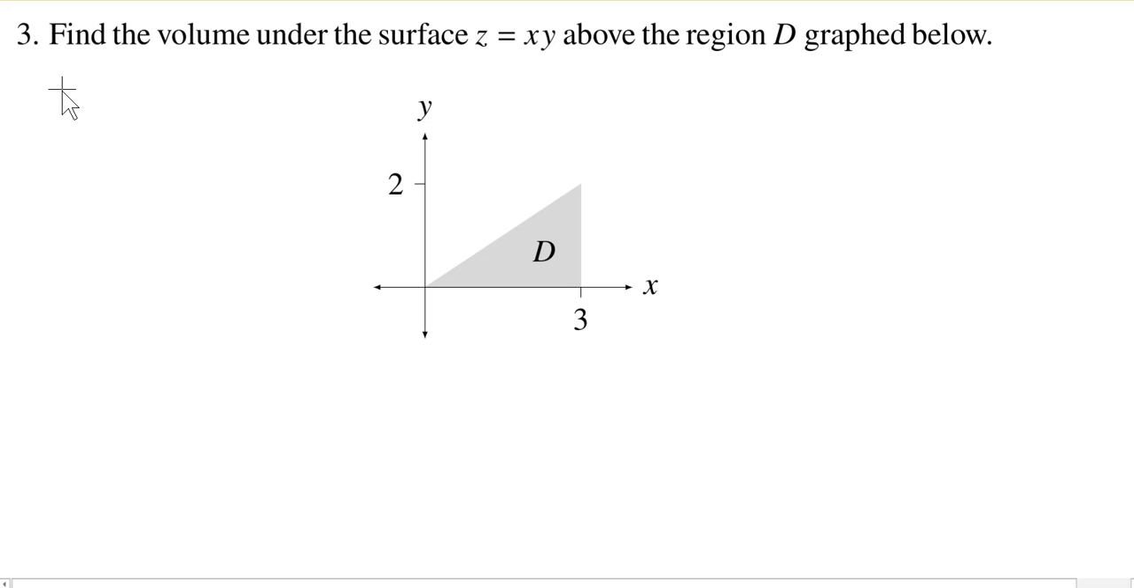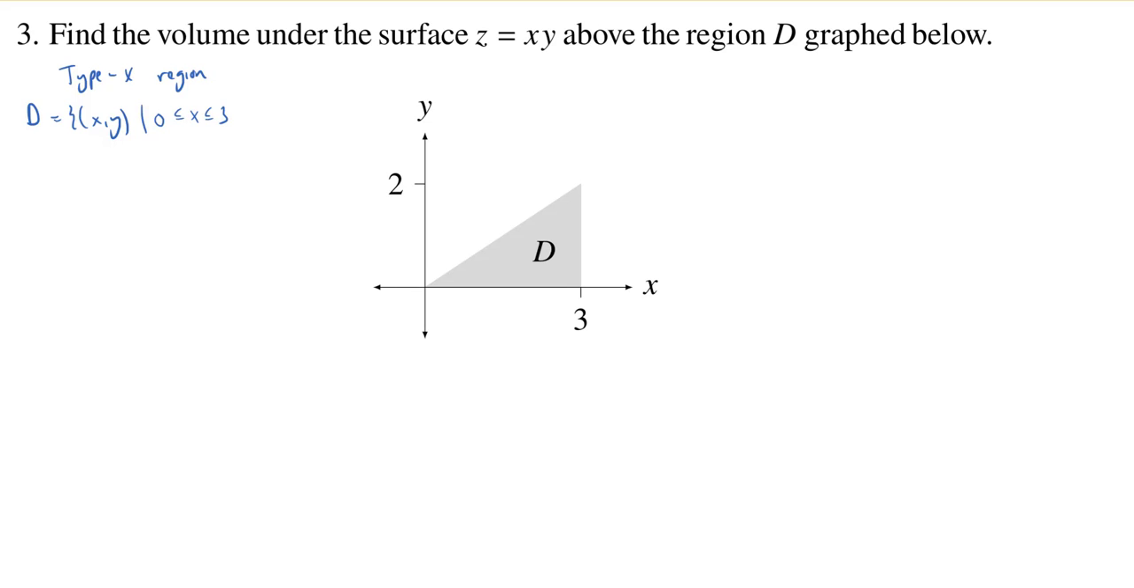So I'm going to start with doing a type X region. How do we write D as a type X region? We do that by first describing explicitly all the values X can take on in this region. You can see pretty easily X can take any value between 0 and 3. Now we want to know about the Y value. The way I do this is by choosing a representative point somewhere and drawing the vertical line. This shows me all the different Y values I can take on.